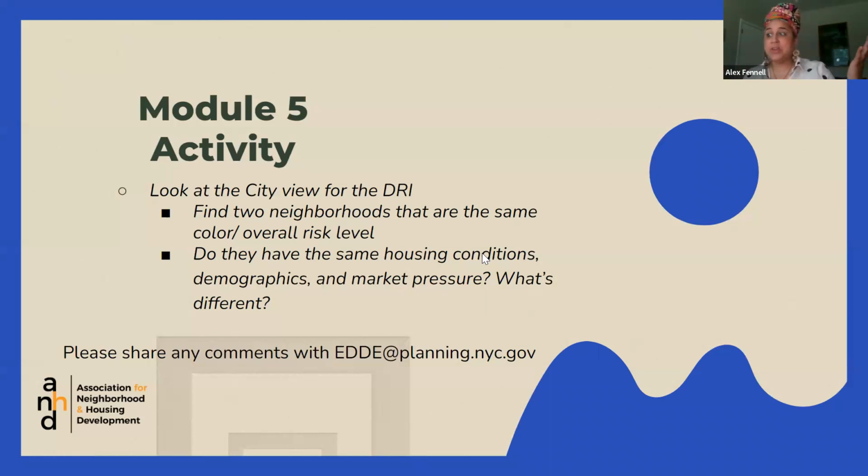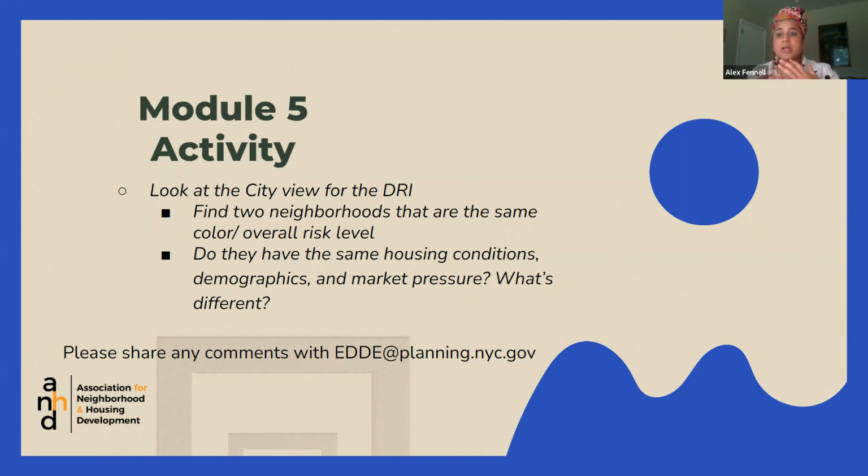Awesome. Thank you. And so with that in mind, for our activity for this module, we are asking you to look at the view of the displacement risk index, just like we've done for some of the other modules, and spend some time clicking around, with the understanding that the formula for compiling the index gives weight to those population vulnerabilities. The activity for this module is to find two neighborhoods that are the same color, whether they have a very high, moderate, or low displacement risk overall.